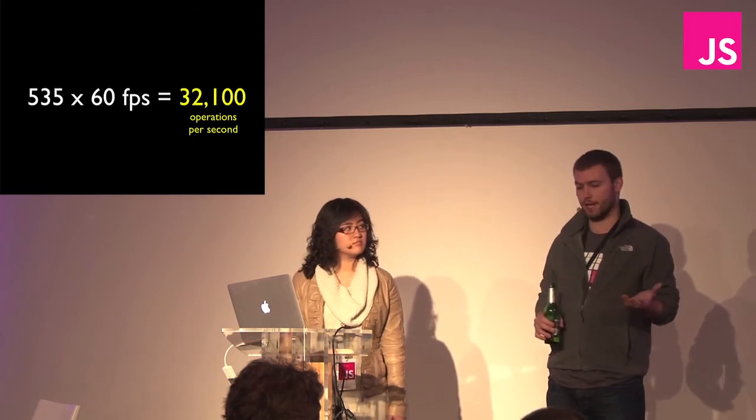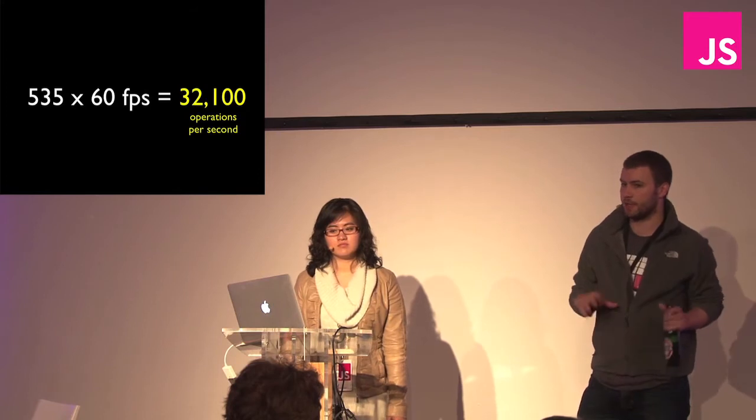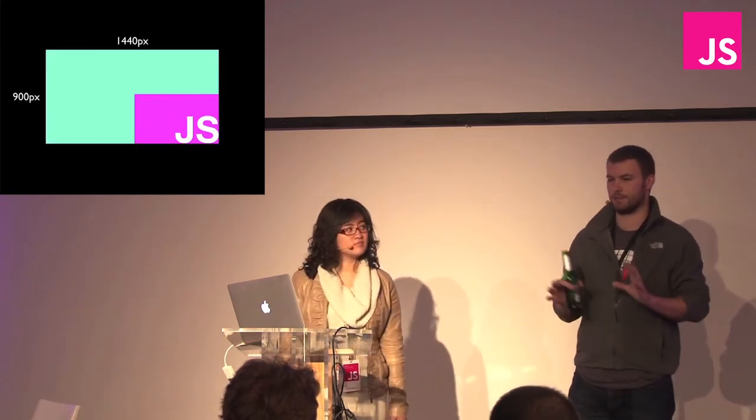For a modern CPU, this is obviously no problem to do. However, if you consider a much bigger case, you can imagine this can start to get really expensive, right? Like maybe a MacBook Air screen where you have 900 by 1440. Now you're talking about a lot of operations, close to 2 million. And that's simply just the amount of time it takes to fill in these pixels, right?